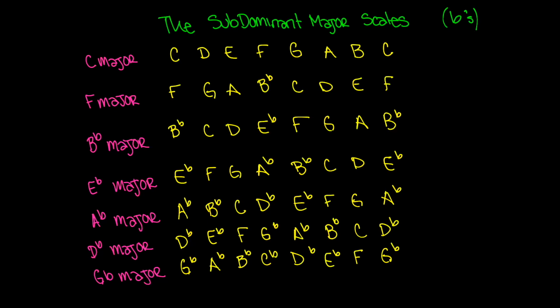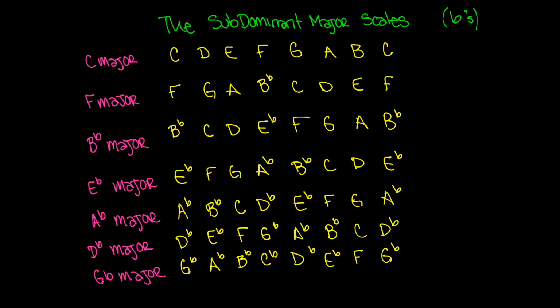Okay, so now we have all of our subdominant major scales written out. Once again, if you're not comfortable with that, go back and review it. But what we really want to do is start looking for patterns. So let's go ahead and organize these by the number of alterations that they have, by the number of flats that they have.